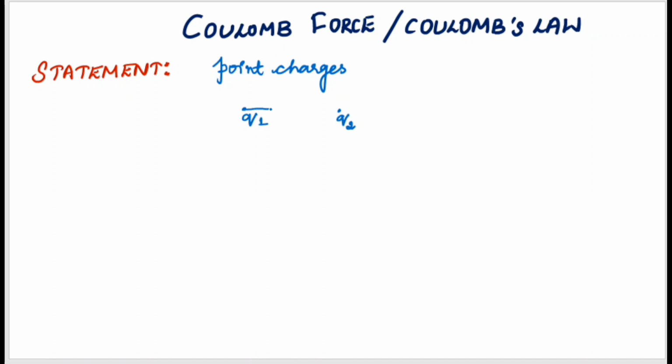The distance between the point charges, I am calling it R. It is separated by a distance R. So what I mean to say is the distance is very large when compared to the size of the charges. Those charges we call point charges. I am repeating again: the distance between the charges is quite large when compared to the size of the charges. Those charges are nothing but the point charges.